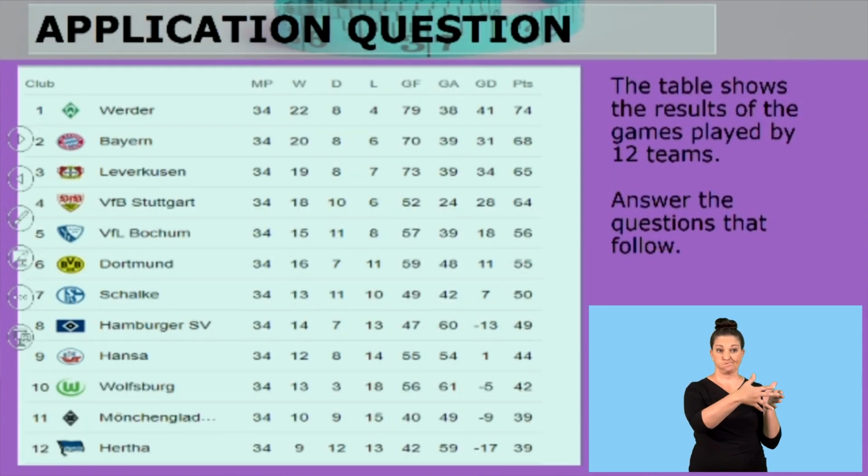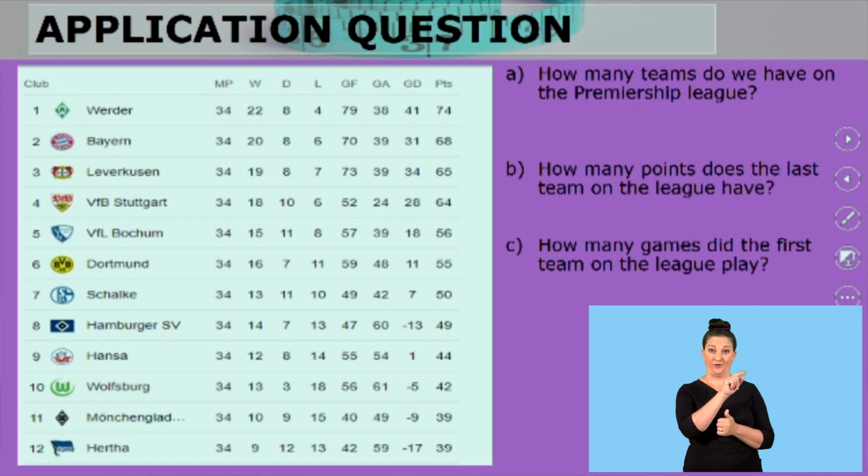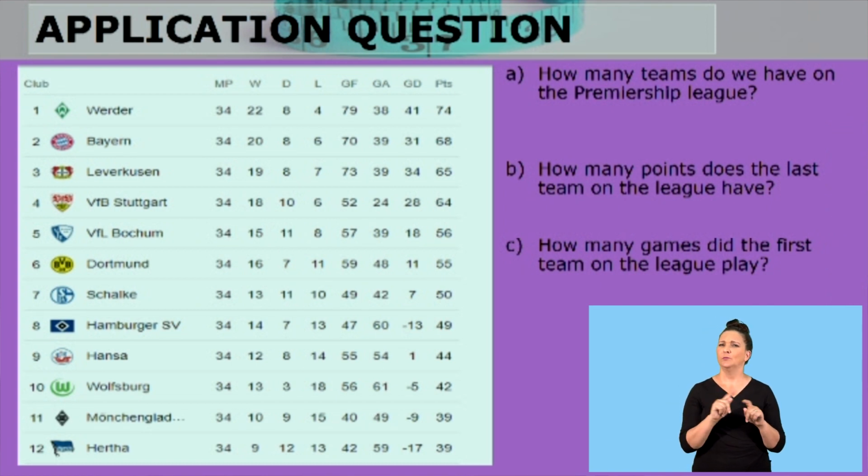The table shows the results of the games played by 12 teams. Answer the questions that follow. Let's see what this is all about. Question A. How many teams do we have on the Premiership League?